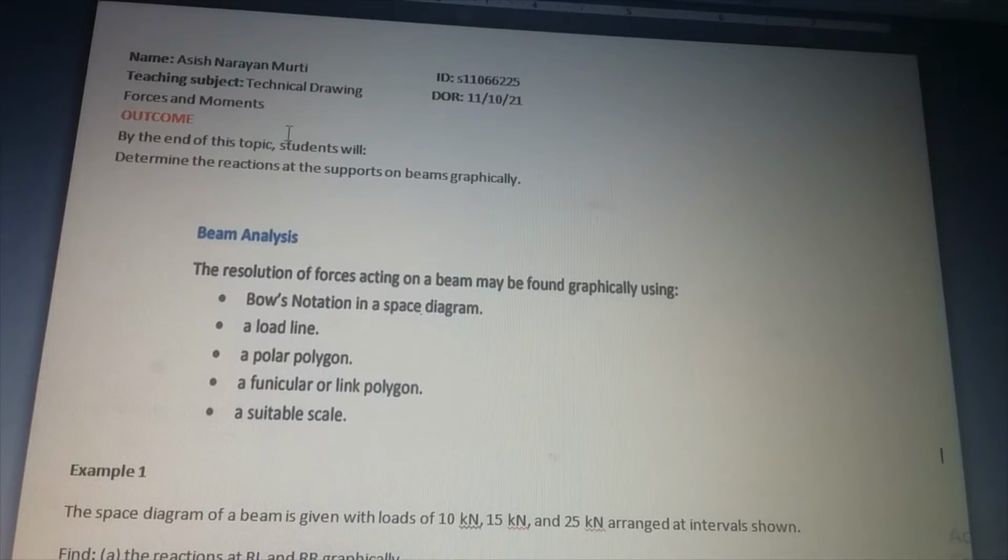In today's class, I'll be discussing the topic forces and moments, with a different learning outcome from the previous class. In our previous class, we had discussed different types of force systems. We have also identified different types of member supports and their purpose. We have also analyzed and calculated the resultant force acting on the beams. In this class, we will determine the reaction at the support on beams graphically.